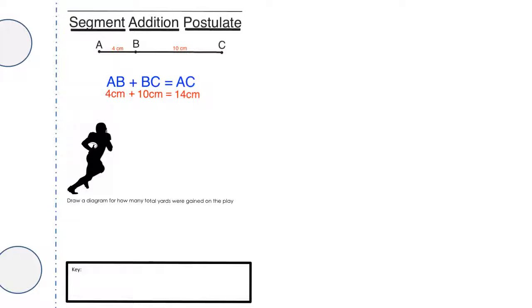Today we start a new unit. This is Unit 2, and this is Lesson 2.01, and it's called the Segment Addition Postulate. And basically, it's actually a really simple concept. I'm going to use a football play to start introducing it to us.